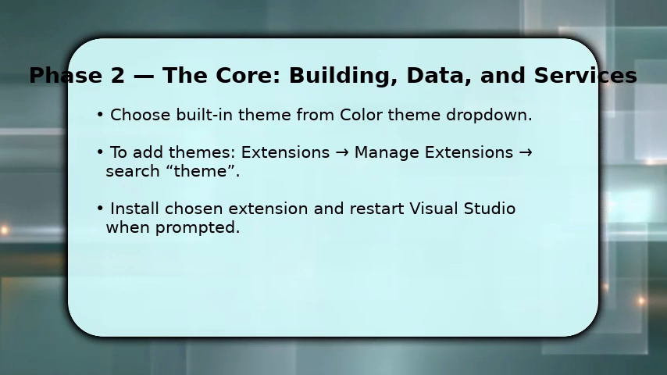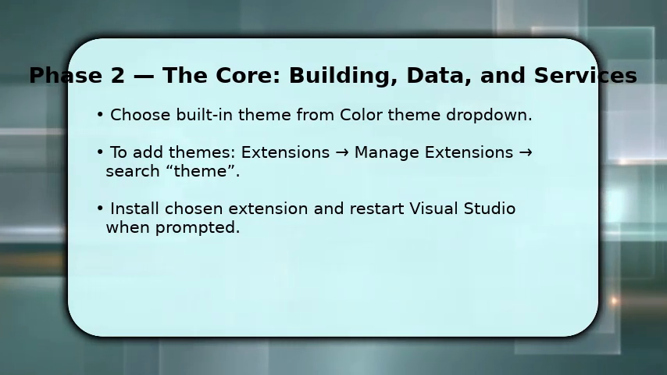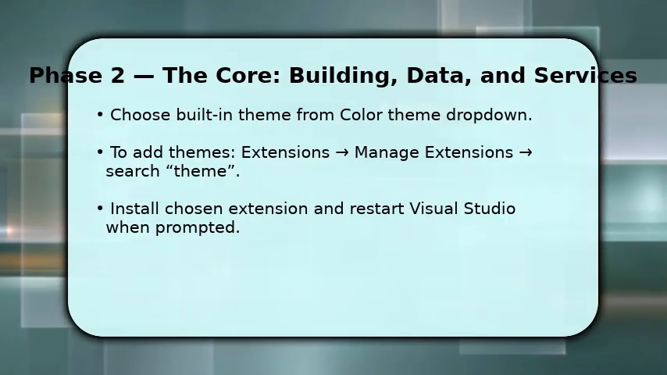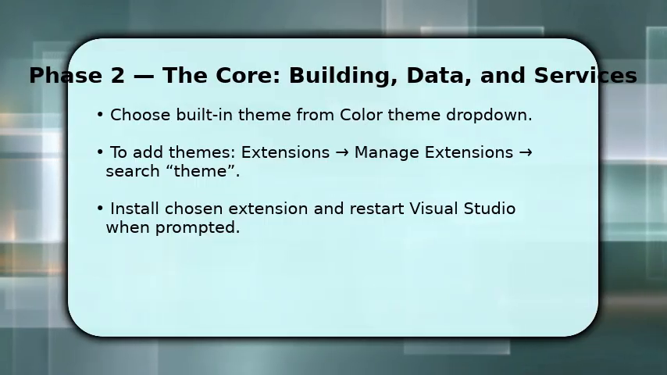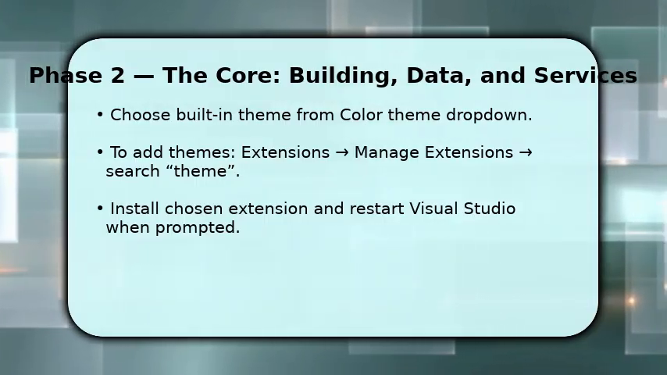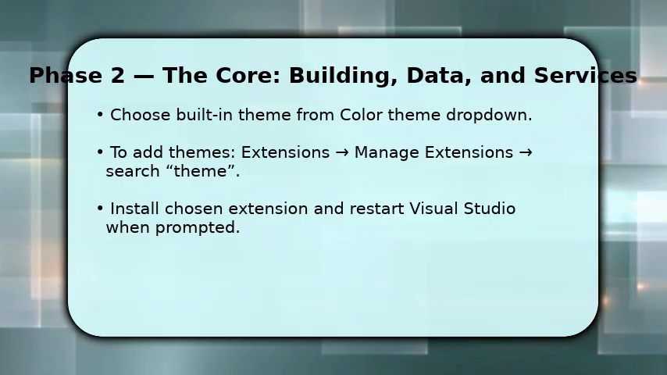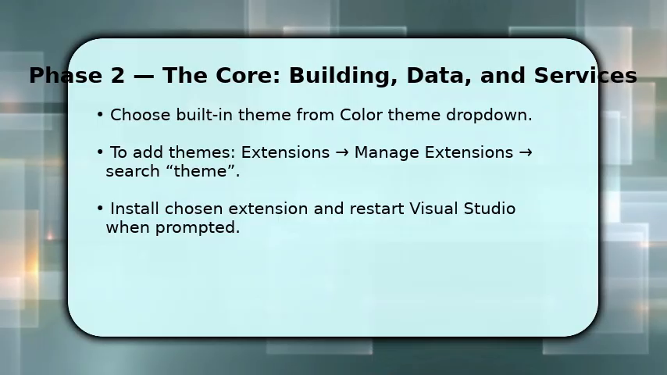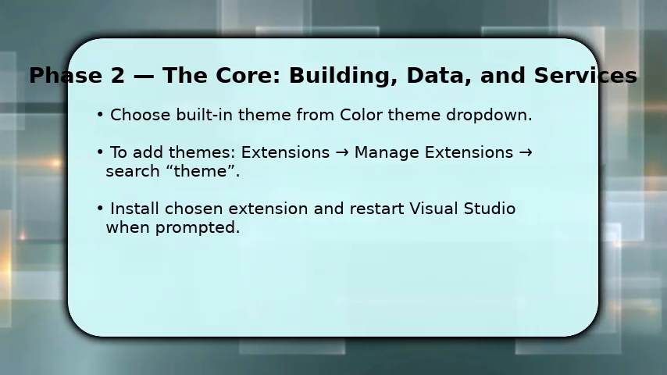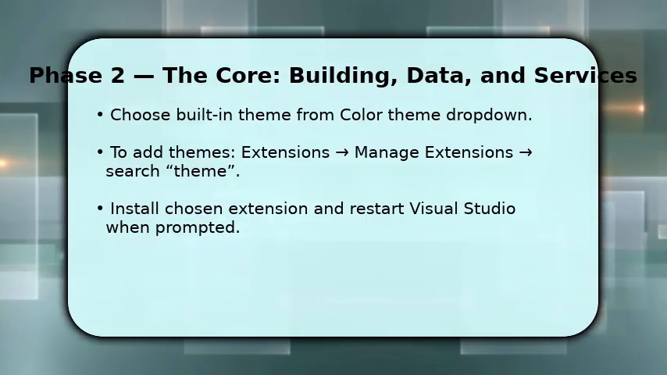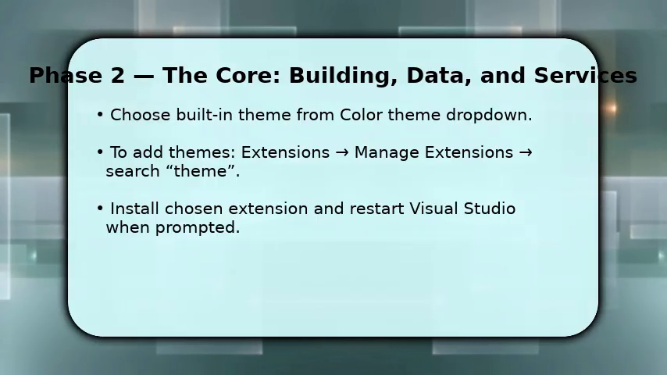Now pick from the Color Theme drop-down to apply a built-in theme, light, dark, or blue, so you can see the change instantly. If you want more options, open Extensions, then Manage Extensions, and search for Theme. Install the extension you prefer. Visual Studio will prompt for a restart. Once restarted, return to Tools, Options, Environment, General, and select the newly installed theme from the same drop-down. This keeps the flow consistent and avoids duplicate steps.